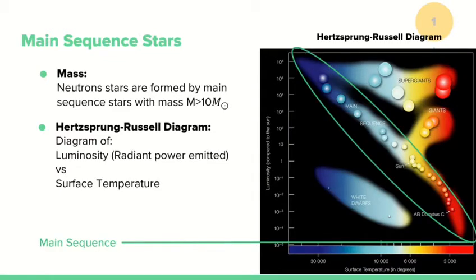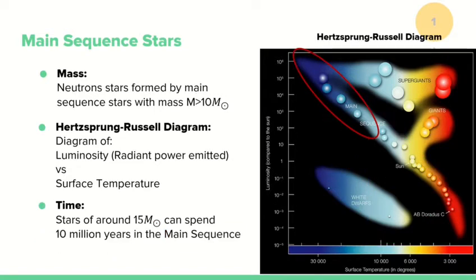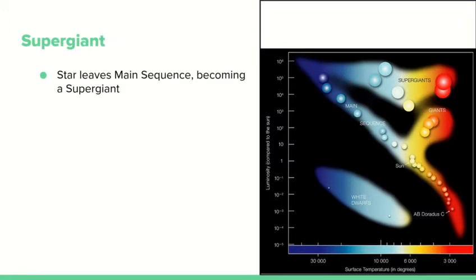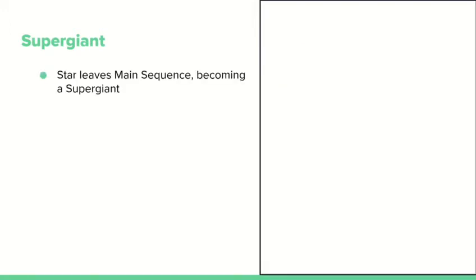A main sequence star is a star from a specific region in the Hertzsprung-Russell diagram, which is a luminosity surface temperature diagram for stars. This is the region of stars that can go on to form neutron stars. Stars can spend around 10 million years in the main sequence. The main sequence star heats up and expands as it ages, forming a supergiant.